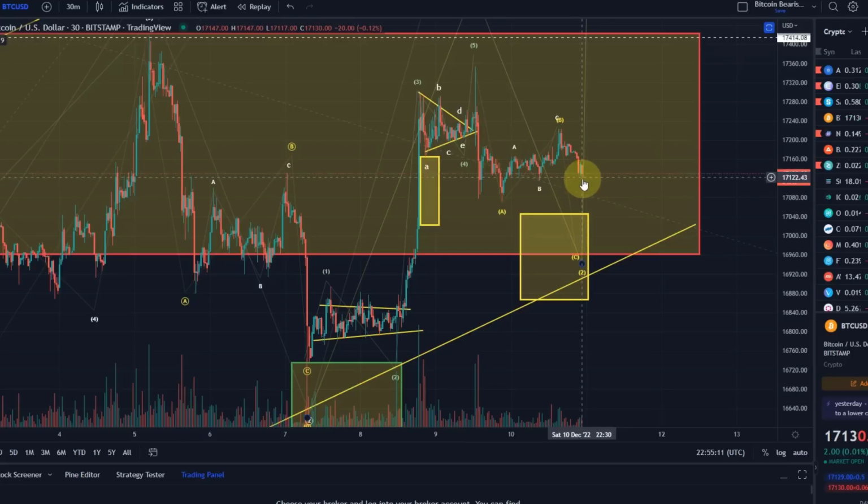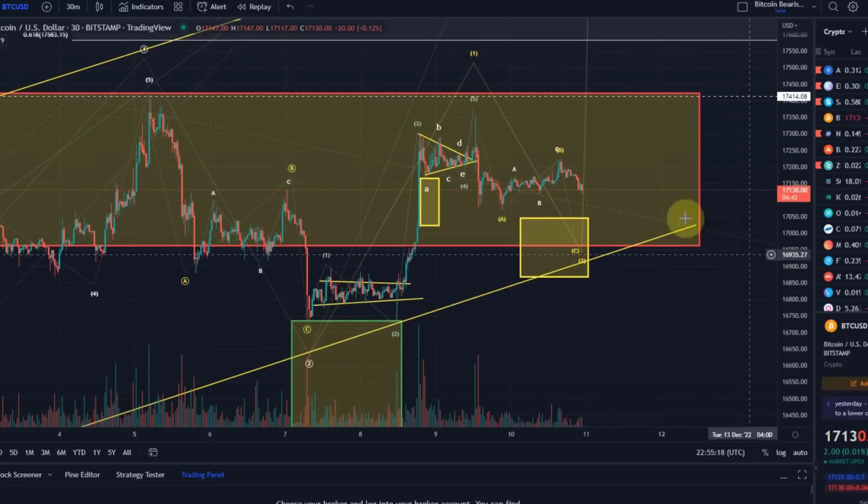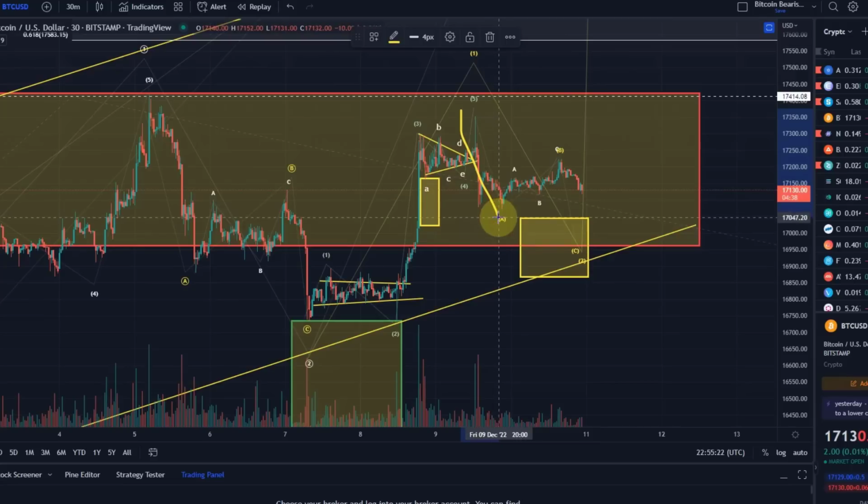then it would be an indication that we're heading further down, and a break below 17,071 would confirm my primary wave count. Because as you probably remember from the last video, we talked about this could be an A wave, a B wave, and the C wave would still be missing and could take us down into the support area.